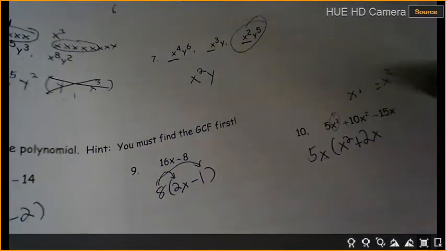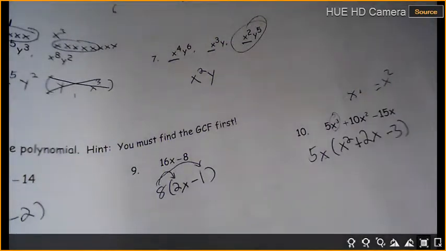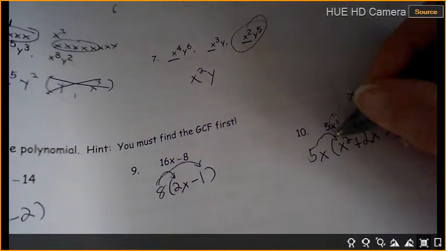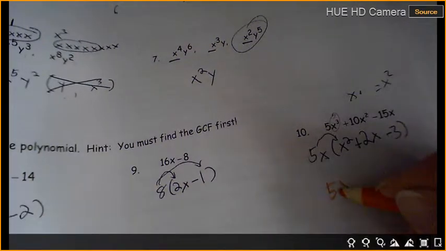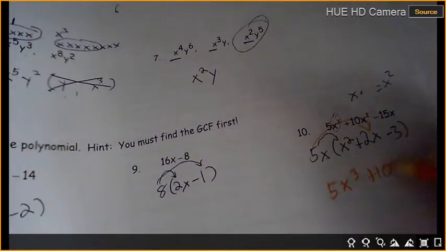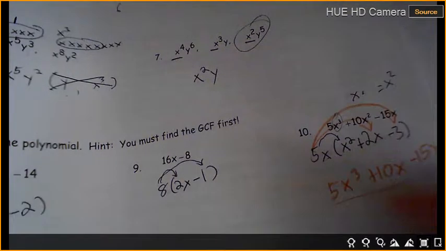Okay. 5 times what gives me negative 15? Negative 3. Do you see that if I distribute this, I get the same thing? So this right here, I'm going to do it in a different color. I get 5x to the 3rd. 5 times 2x is 10x. 5 times negative 3 is negative 15x. That's like my little check.